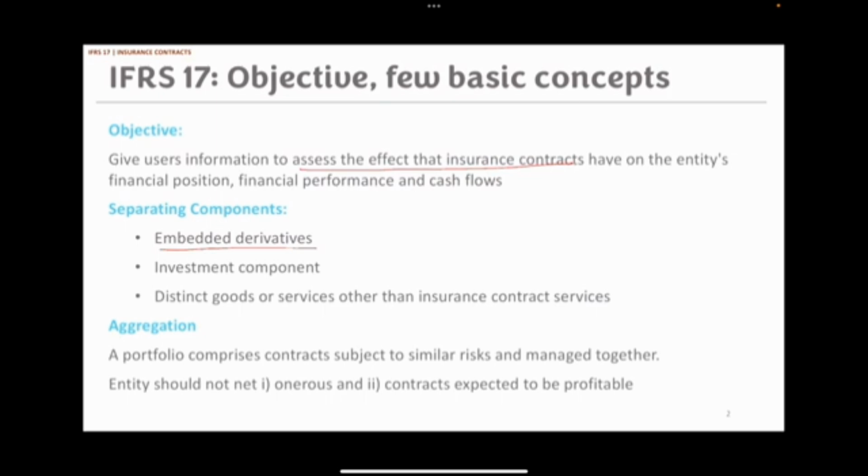Also in IFRS 17, an entity shall always identify a portfolio of insurance contracts. This is where a group of insurance contracts with similar risks and that are managed together will be treated as one group of contracts under IFRS 17. IFRS 17 also prevents an entity from netting off onerous contracts from the rest of the portfolio, i.e. when a contract or a group of contracts are expected to make a loss, then an entity is not permitted to group them with other profit-making contracts.